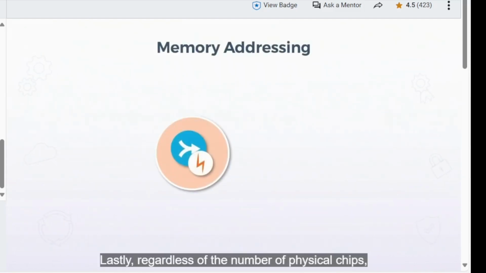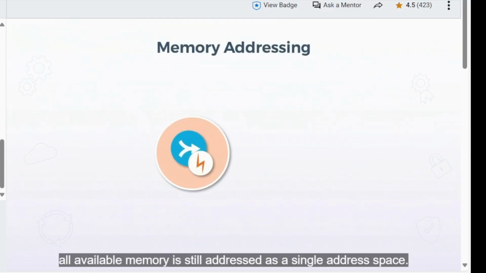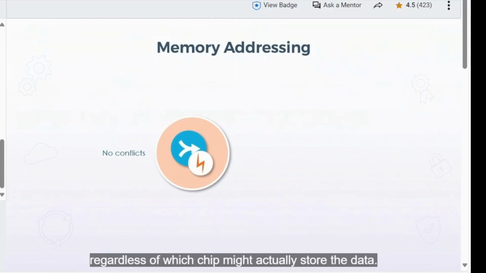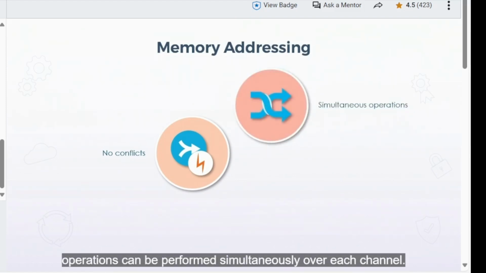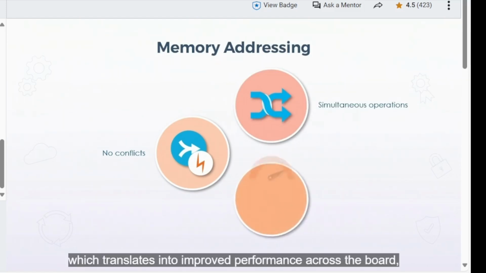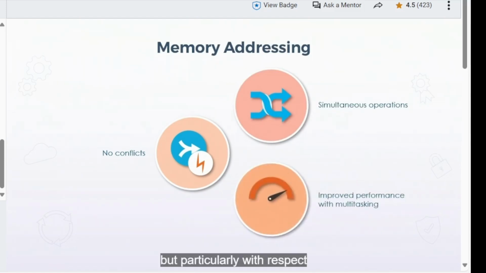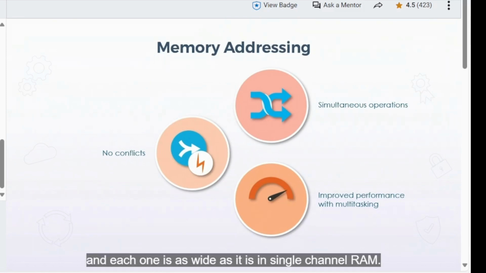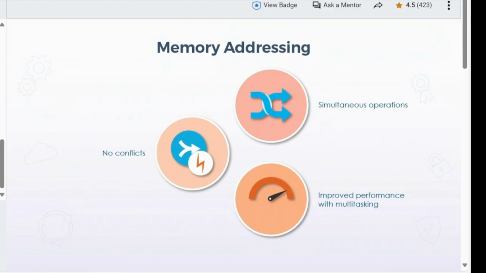Lastly, regardless of the number of physical chips, all available memory is still addressed as a single address space, so there are no conflicts when retrieving or accessing data in memory, regardless of which chip might actually store the data. And because there are now two dedicated channels, operations can be performed simultaneously over each channel. Plus, the overall bus width is increased from 64 to 128 bits, which translates into improved performance across the board, but particularly with respect to being able to multitask access to your memory. Both channels can be used at the same time, and each one is as wide as it is in single-channel RAM.